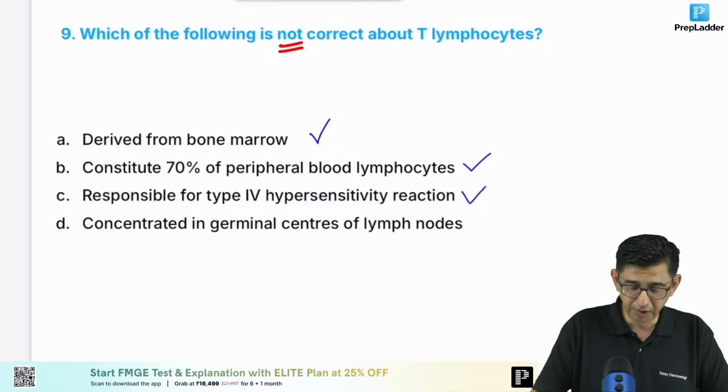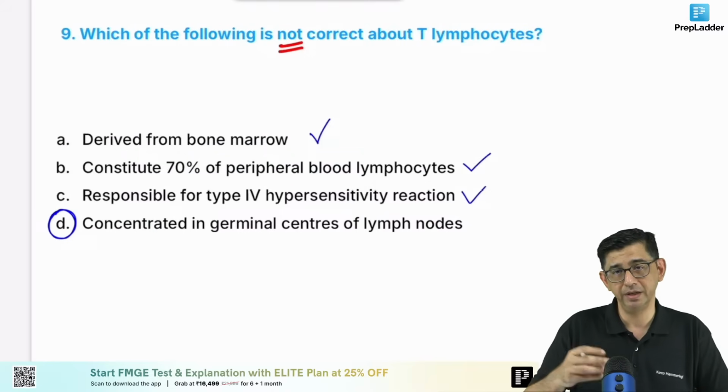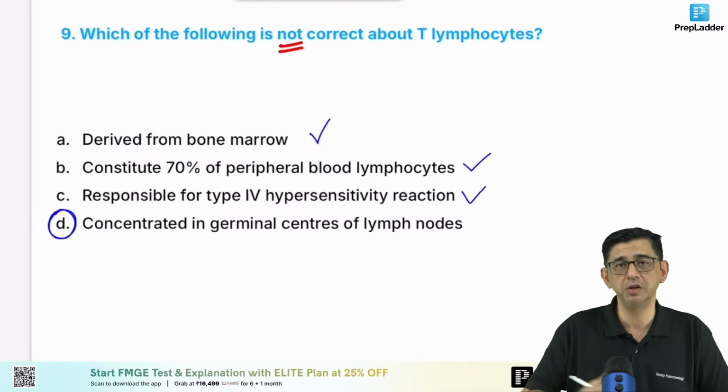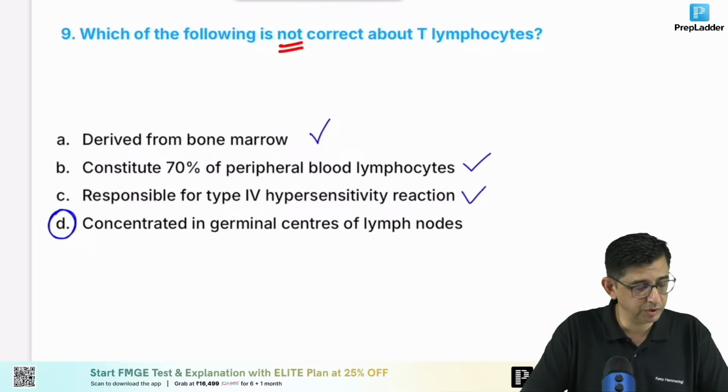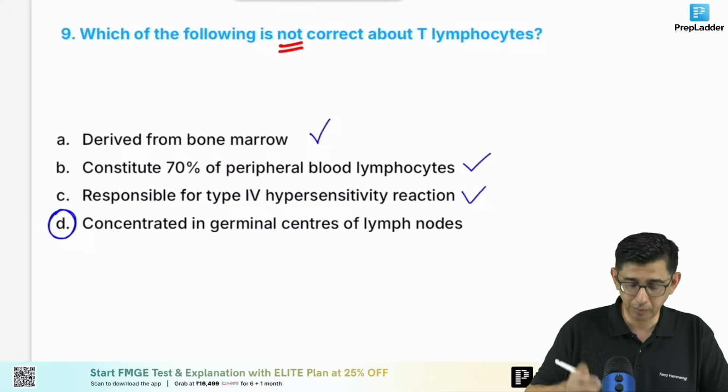The basic point is they are present in the paracortical areas, whereas B lymphocytes are present in the germinal centers. The correct answer for this question is option number D. Very good, Saurabh. You said the very right thing. They mature in the thymus. So option A is correct.